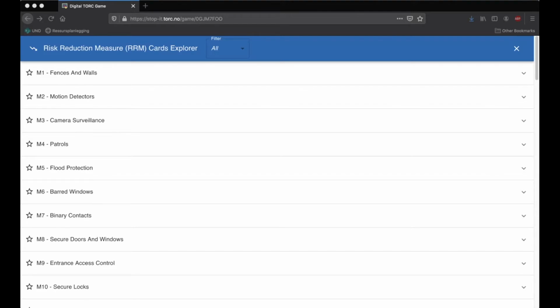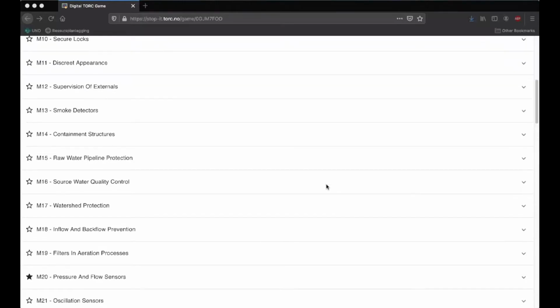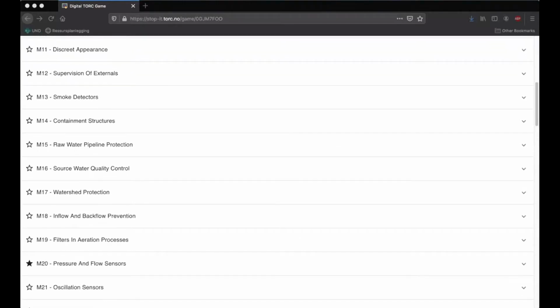I would put pressure and flow sensors in place. That's measurement 20. Okay, yes. So, okay, perfect. Then it will be part of the feasibility evaluation.